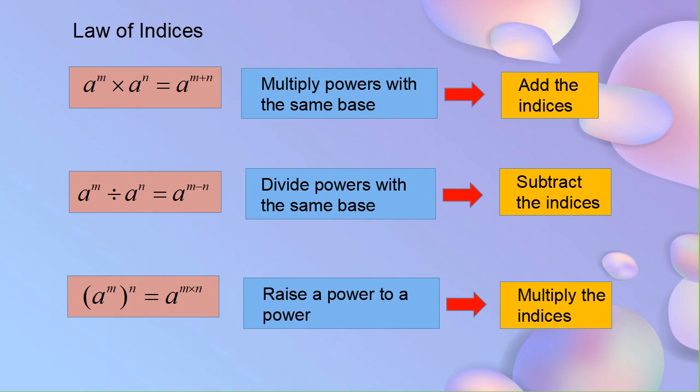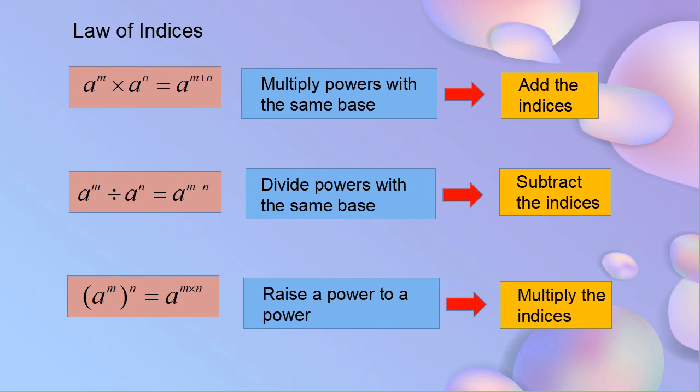Let's look at the fifth law. When we divide the powers with the same base, we need to subtract the indices. A to the power of m divided by a to the power of n equals to a to the power of m minus n.